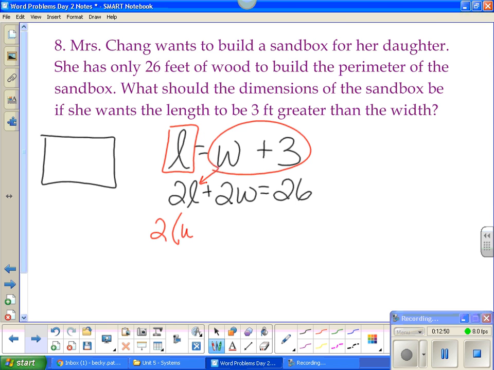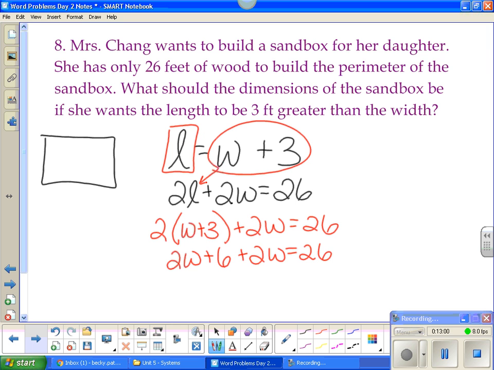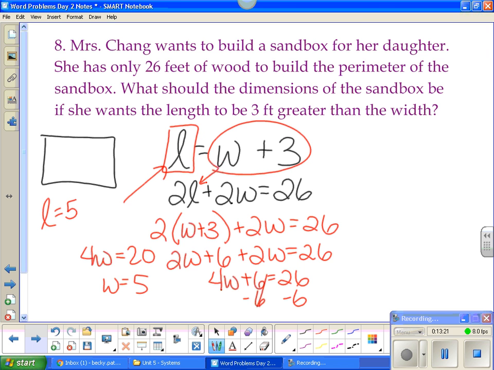So 2 times W plus 3. So 2W plus 6 plus 2W equals 26. So 4W. So 4W equals 20. So W equals 5, and that's the width, and it says what should the dimensions be. So it wants both of them. So there's my width. So to find my length is 8. So the dimensions are a 5 by 8 sandbox.